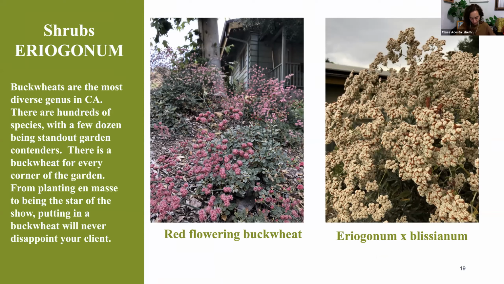Okay, now we're on to Eriogonum, which are the buckwheats. As it says here, buckwheats are the most diverse genus in California, so there are literally hundreds of them. We typically use a few dozen of them in our gardens, but there really is a buckwheat for whatever situation you want.